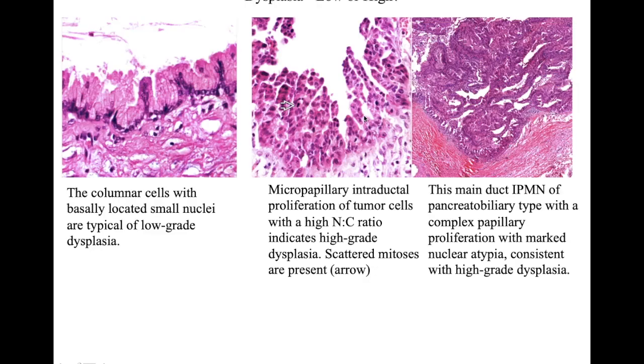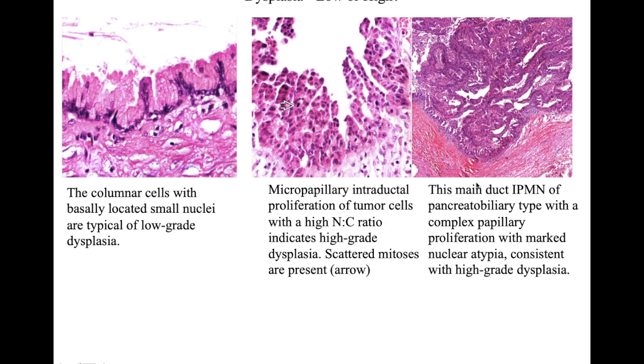So, like we said, we want to look for dysplasia, yes or no, or low or high. So for low-grade dysplasia, this is what we were really seeing. Take a look at that. This is exactly what we were seeing. Columnar cells with basally oriented small nuclei hanging out at the bottom over here, and these are typical of low-grade dysplasia. High-grade dysplasia looks like this. It's micropapillary intraductal proliferation of tumor cells, very high nuclear to chromatin ratio, scattered mitoses are present. We did see mitoses, but they were in a basal layer, so I'm not sure exactly how to qualify that, but to me, it looked pretty low-grade.